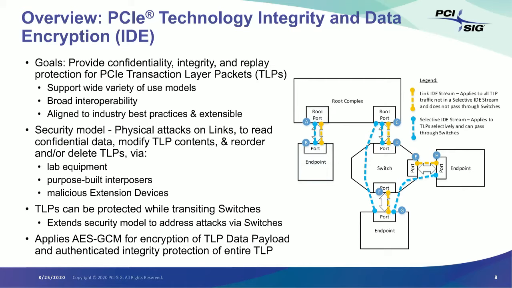We provide basically two kinds of protection. This is shown in the legend on the right-hand side. There's link IDE, which goes directly from one port to a connected port. I didn't show things like retimers here, but of course, every time you see a link, you should understand there could be a retimer on that link. We also provide something called selective IDE, and selective IDE is interesting because it can maintain security while passing through a switch.